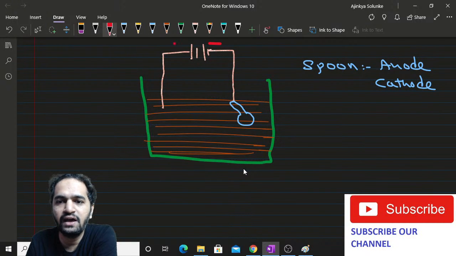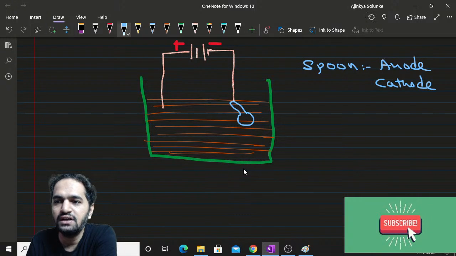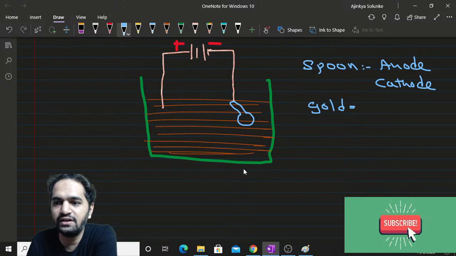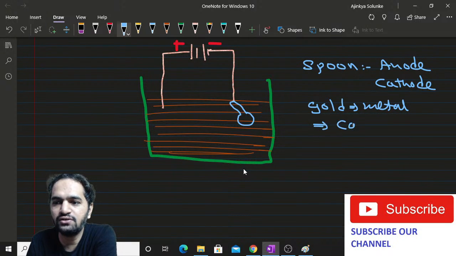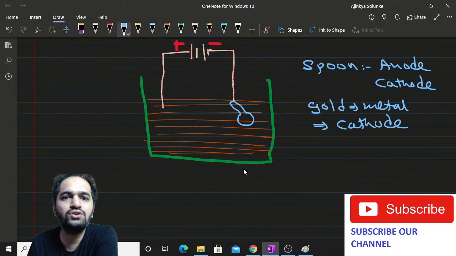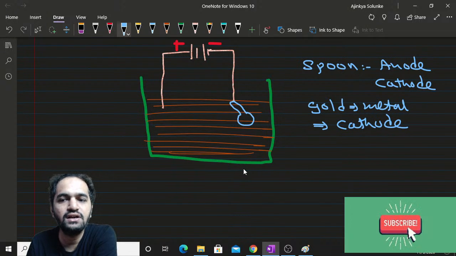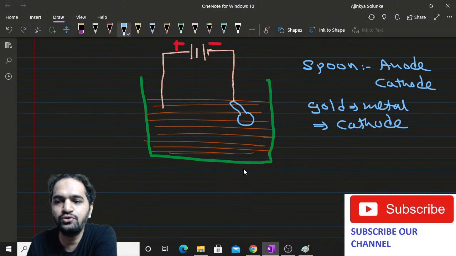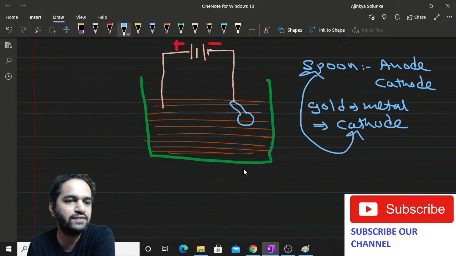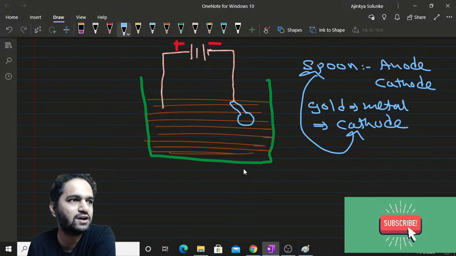Why have I put my spoon at cathode? Because if I want to deposit gold, which is a metal, it is always going to deposit on cathode. So that's why if I want to have a layer on my spoon, I have to attach my spoon to the cathode. Only then are we going to have that layer of gold. Are you understanding this? It's a very simple concept, but very useful.